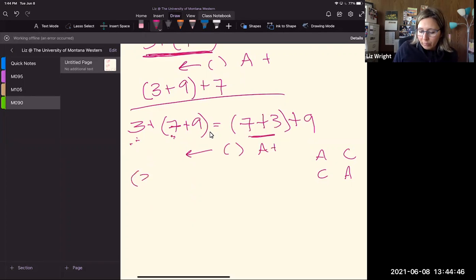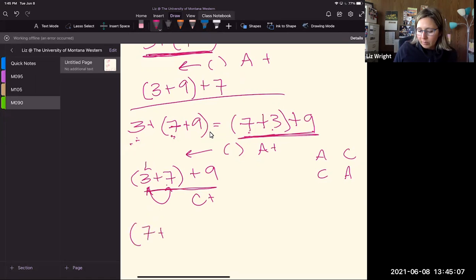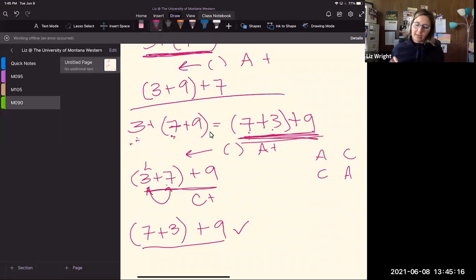So then I'm going to go 3 plus 7 plus 9. And then I'm comparing this to this final one up here. And I see that 3 plus 7 is first, and then over here, 7 plus 3. So I just need to change these two. I'm going to change those two, and then that's the commutative of addition property. And then I get 7 plus 3 plus 9. Check. I get the same thing I was supposed to get for my goal.